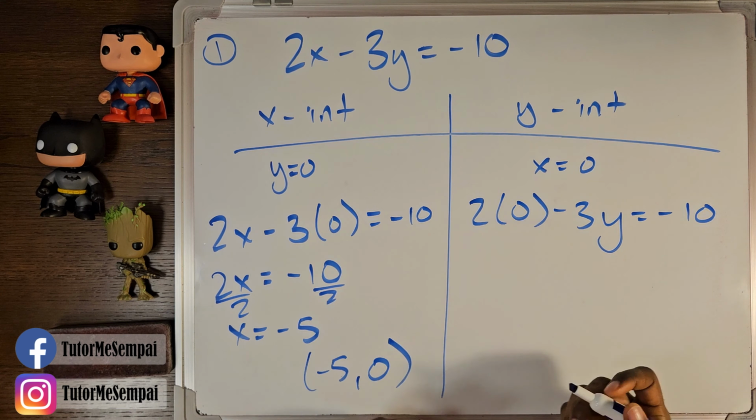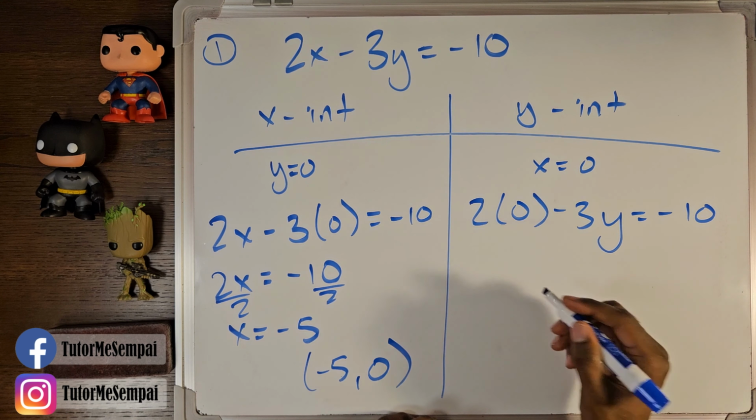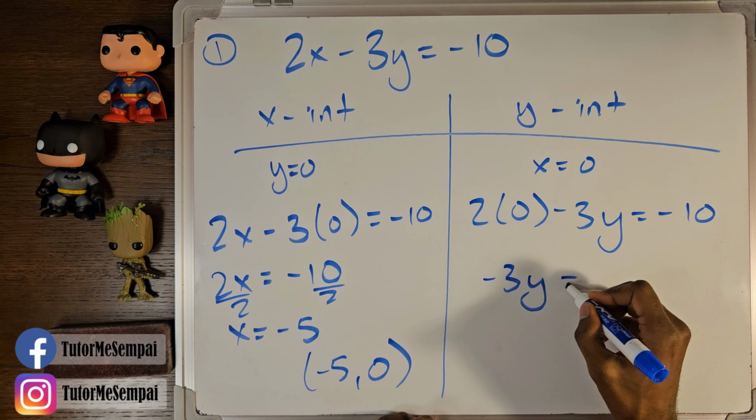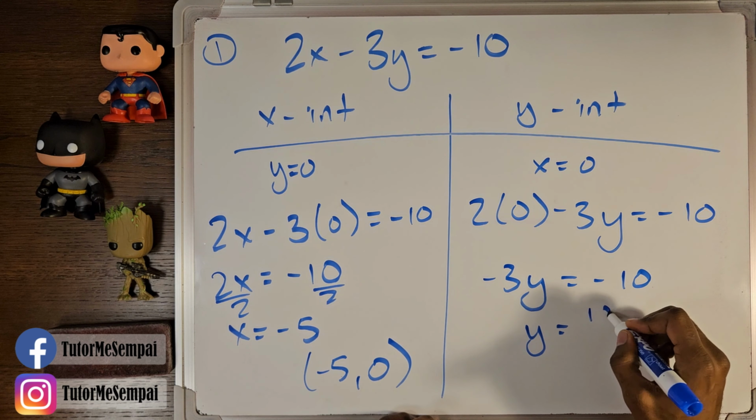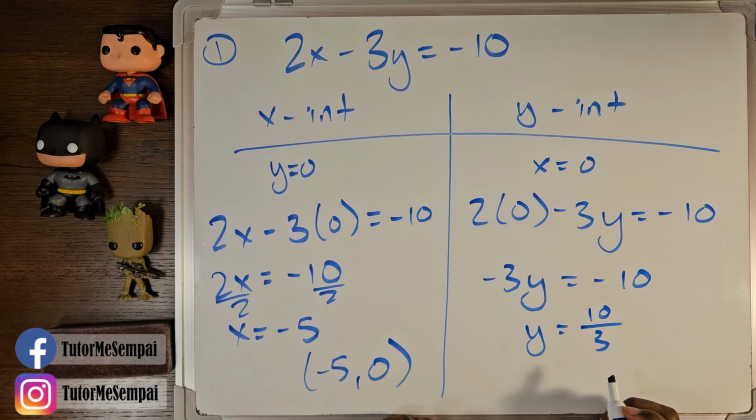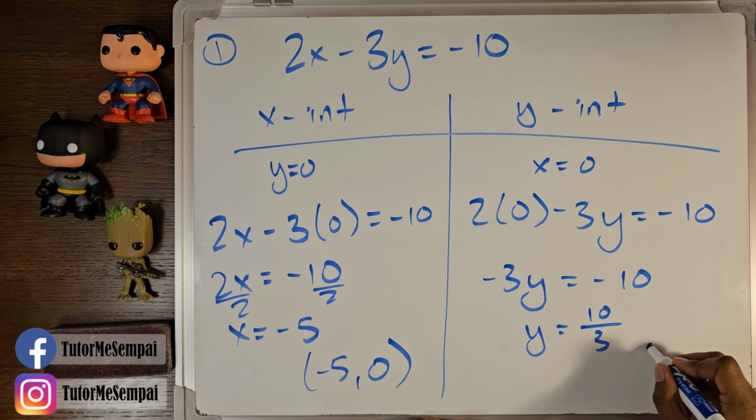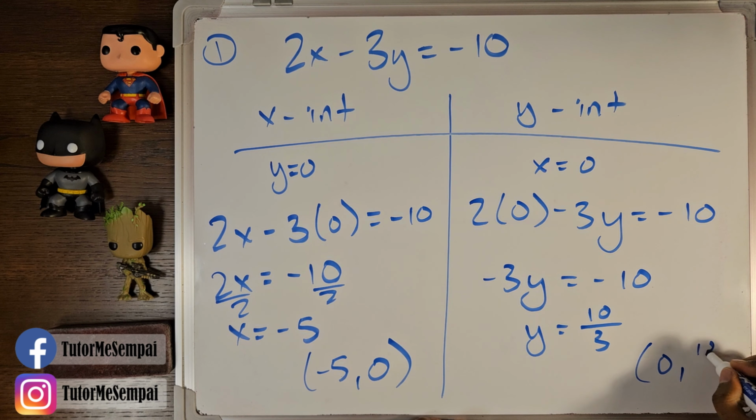Now we get y by itself. So 2 times 0 goes away. So we're going to have negative 3y equals negative 10. That means y is going to be 10 over 3. This is where we're going to intercept the y-axis. And our point is going to be 0, 10 over 3. So this is going to be how we find our x-intercept and our y-intercept.